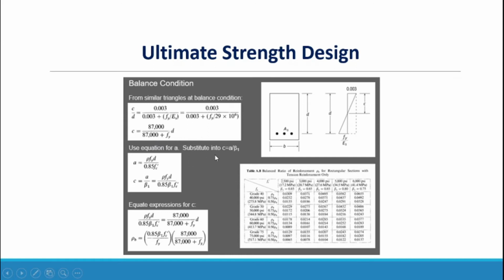Use the equation for a, then we substitute c is equal to a all over beta 1, and a is equal to rho Fy d all over 0.85 fc prime, and c based on a over beta 1 is equivalent to rho Fy d all over 0.85 beta 1 fc prime. So this will be the equation to find the value for c, and equate the expression for c, and we have the formula for rho balance, which is equivalent to 0.85 beta 1 times fc prime all over F sub y, then multiplied by open parenthesis 87,000 all over 87,000 plus F sub y close parenthesis. So this will be the formula for rho balance.